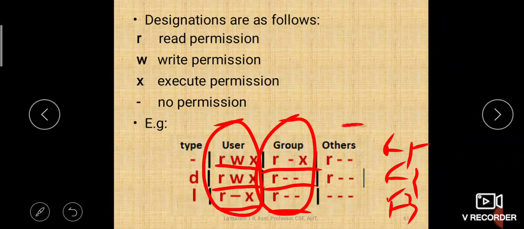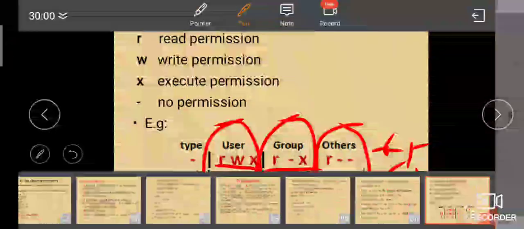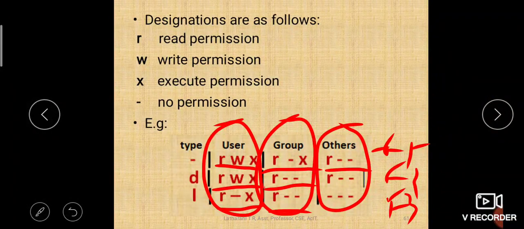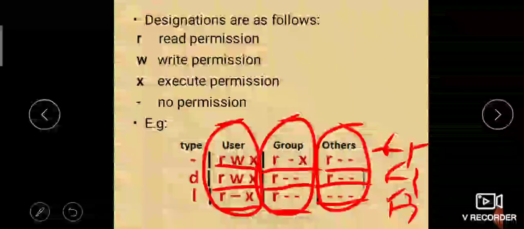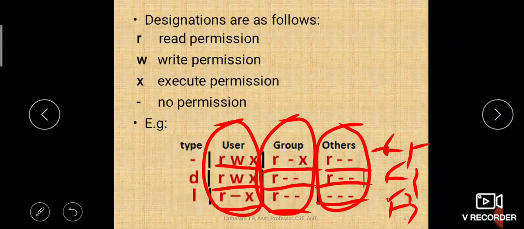Okay, then finally the permissions for the others. So for the file F1, we have R minus minus, that means only read permission, write and execution permissions are not there. For F2 file, again R minus minus means only read permission. But for F3, others cannot read, write or execute. No permissions are given. That means F3 file cannot be accessed at all. So that is the meaning of these permissions.